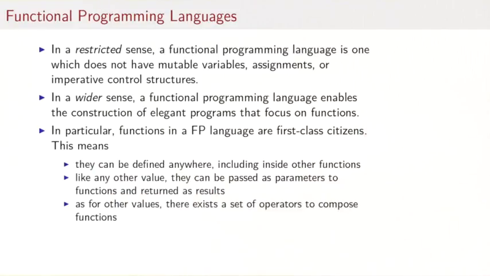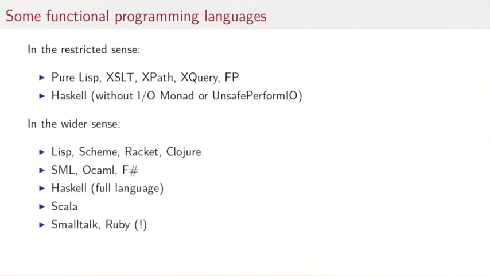In particular, functions in a functional programming language are first-class citizens. What does that mean? It means that essentially you can do with a function what you could do with any other piece of data. So you can define a string anywhere, you should be able to define a function anywhere, including inside other functions. Like any other value, you should be able to pass a function as a parameter to another function and return it as a result from a function. And as for other values, there will be a set of operators to compose functions into richer functions. So what are some functional programming languages?